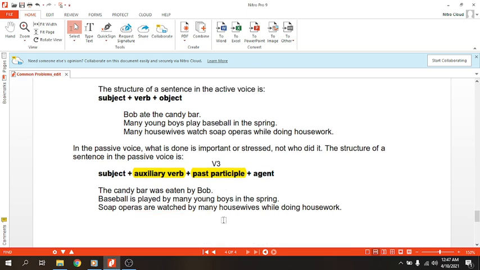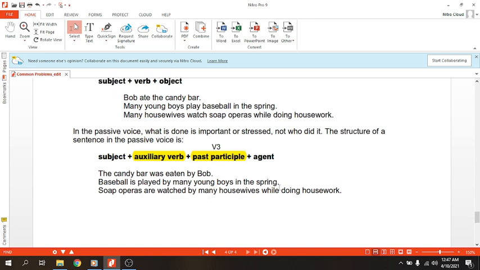Nah, so you see here, the candy bar is a subject, and then was auxiliary verb, and then eaten verb 3 by Bob the agent. Ya. Terus sekali lagi agent ini bisa nggak harus ada, ada kalimat yang tidak perlu ada agentnya, karena yang penting bahwa kita tahu bahwa subjeknya dikenai pekerjaan. Ya.